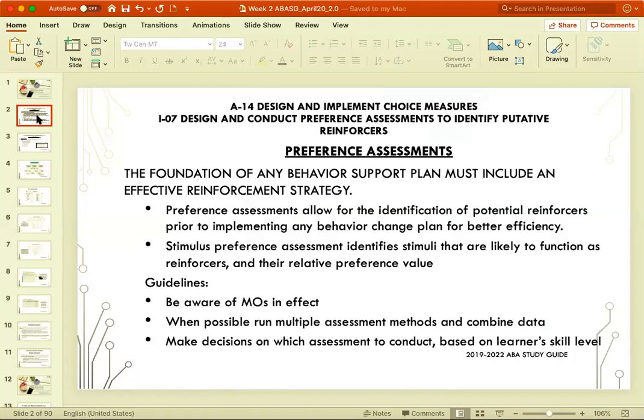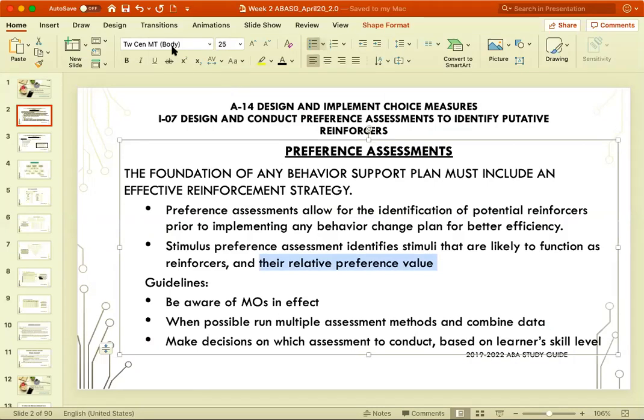Preference assessments identify stimuli that are likely to function as reinforcers, as well as their relative preference value. One thing that in my private practice I sometimes get a little nitpicky about is if my RBTs say, oh, that's his reinforcer, oh, that reinforces him. I say, well, we don't know that because we haven't done a reinforcer assessment, but we can say that it may function as a potential reinforcer, or it's a stimulus that may have reinforcing qualities or something like that.